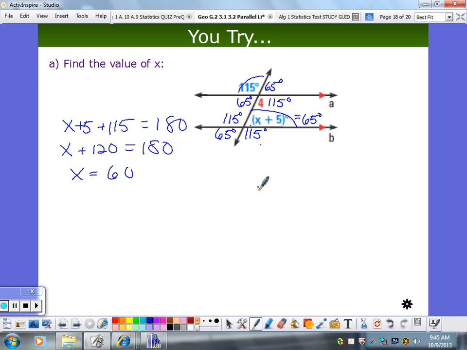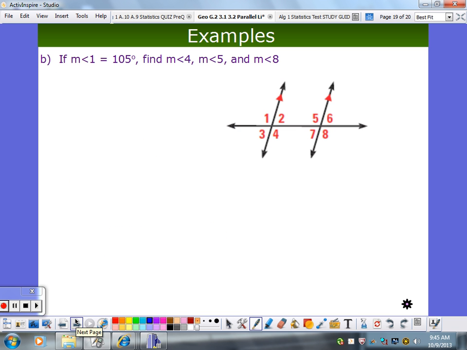Vertical angles do not have to be supplementary. Okay? And just look at this example here. 65 and 65, you're not getting 180. They don't have to be, unless they are what? When would vertical angles be supplementary? When you have perpendicular ones. Okay, excellent. Good questions, you guys.